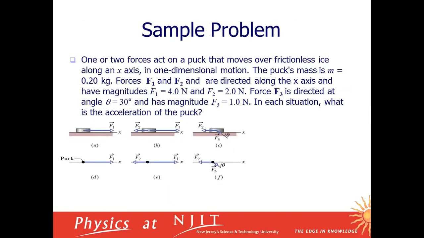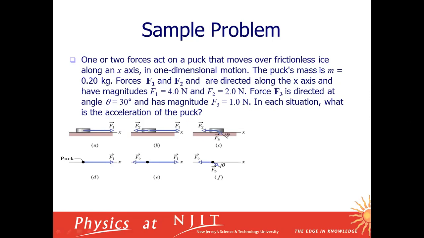One or two forces act on a puck that moves over frictionless ice along an x-axis in one-dimensional motion. The puck mass m is equal to 0.20 kilograms. Forces F1 and F2 are directed along the x-axis and have magnitudes F1 equal to 4.0 newtons and F2 equal to 2 newtons. Force F3 is directed at an angle of 30 degrees and has a magnitude of 1 newton. In each situation, what is the acceleration of the puck?